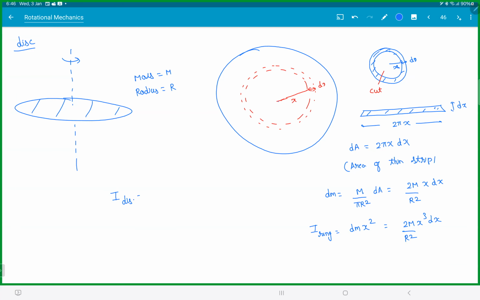So moment of inertia of the disk will be the integral, the summation of the rings, isn't it? If you add all the rings' moment of inertia, you get the moment of inertia of the disk, which is 2m by r square integral x cube dx. The value of x goes from 0 to r. That will be r power 4 by 4, that is mr square by 2. That's how we choose elements.